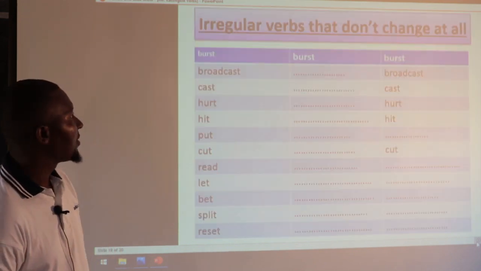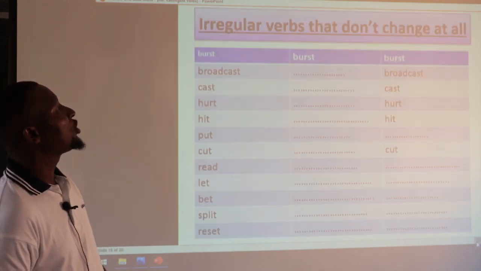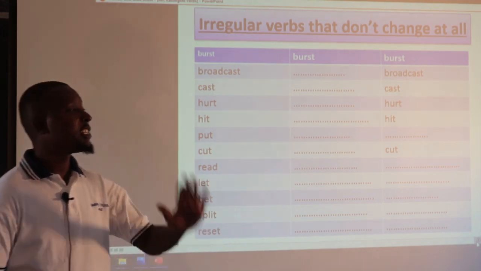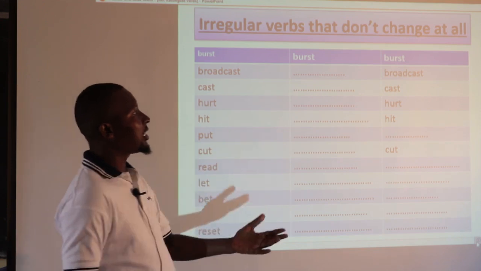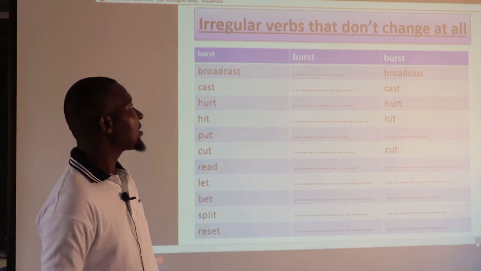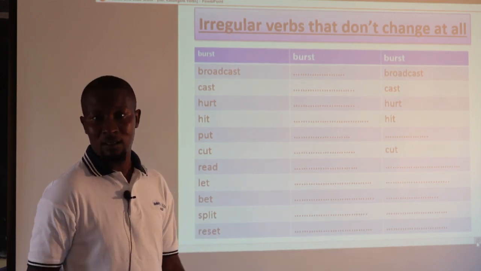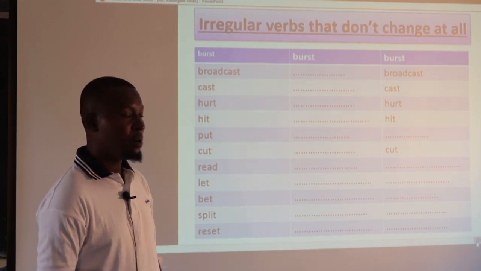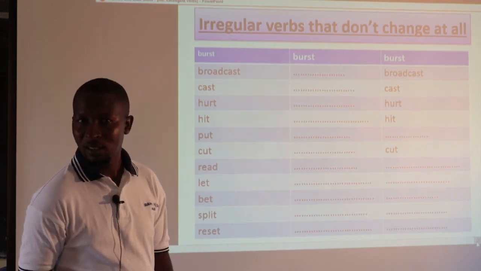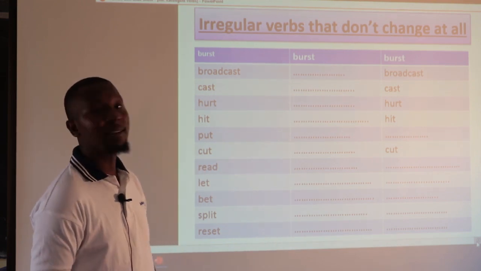Boys and girls out there, we have irregular verbs that do not change at all. There are a number of them. They don't change in the past simple, and they do not change in the past participle. Like the word burst. Burst in the past simple is burst. You have burst my ball. You cannot say the ball has bursted. That's not proper English.